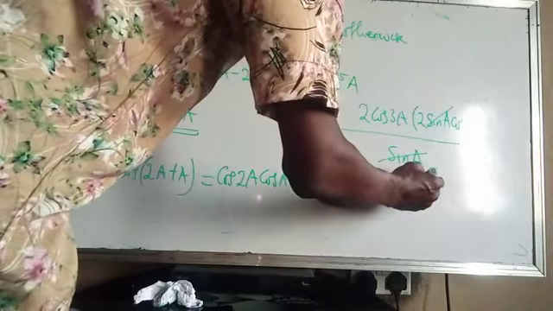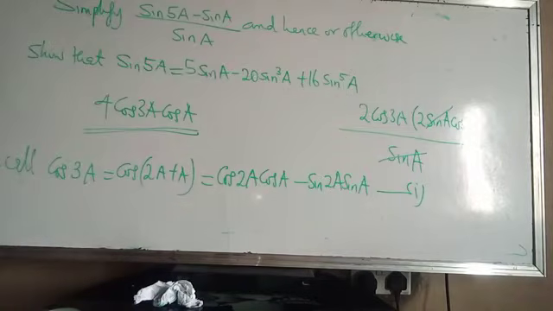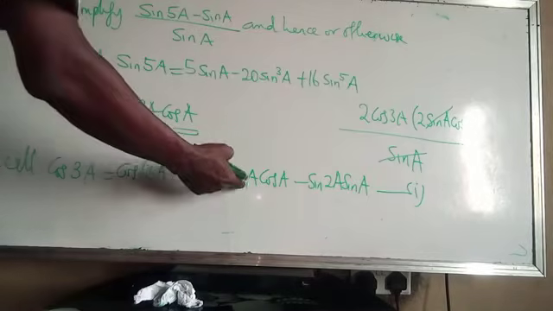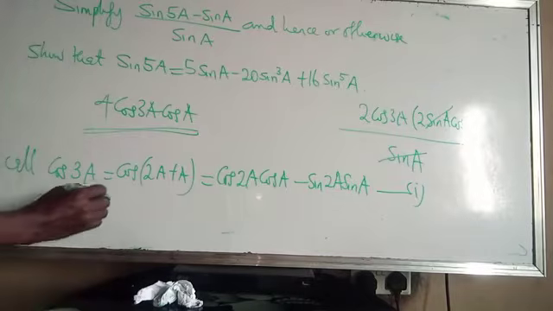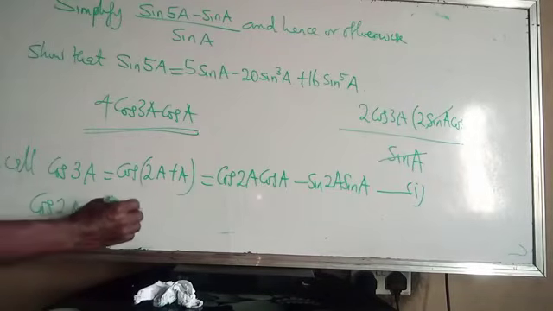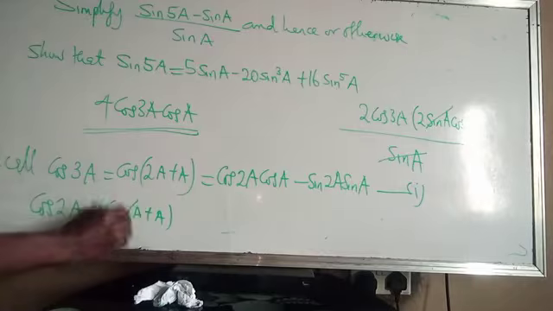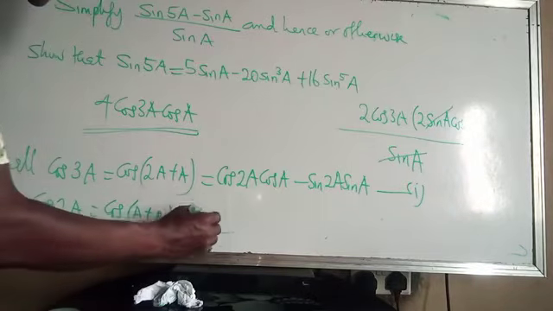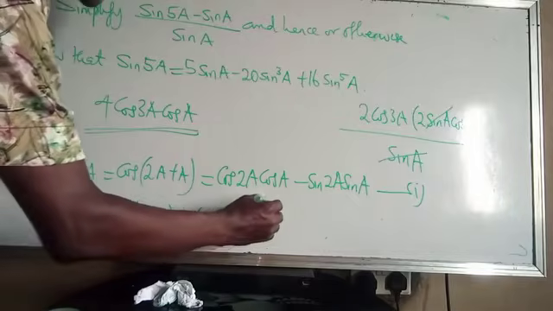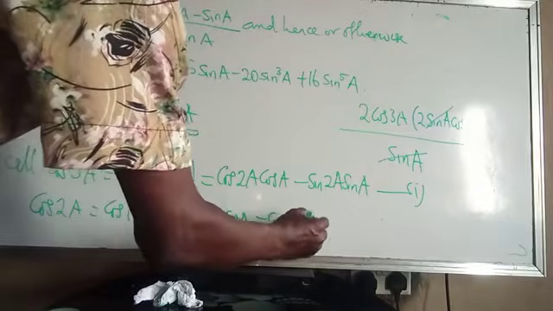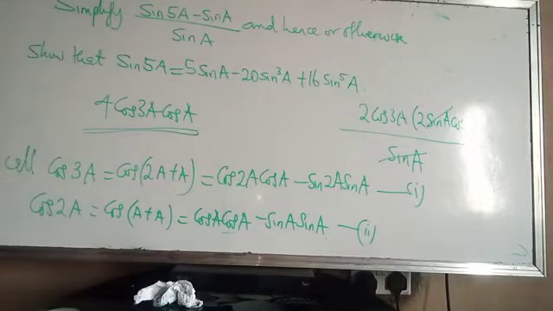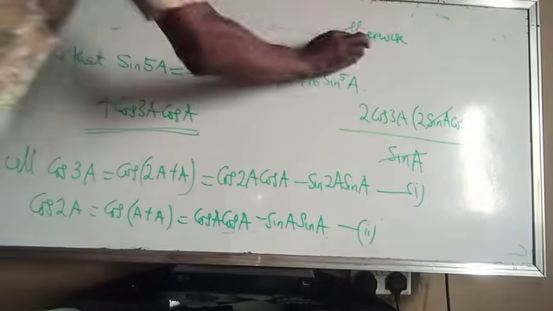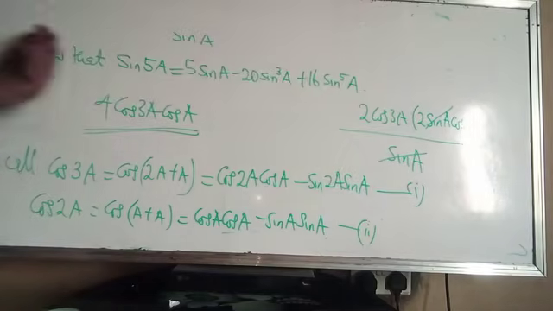So let's call this one equation 1 for simplicity. Now this cos 2a can also be further simplified as cos of a plus a, which will be cos a cos a minus sine a sine a. We call this one equation 2. So that means this will give us cos a cos a, cos a is cos square a. You can do that.